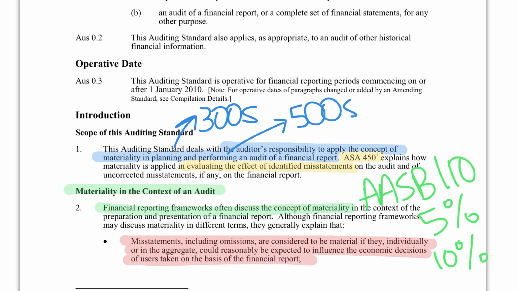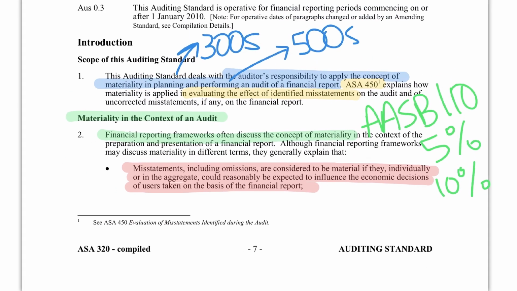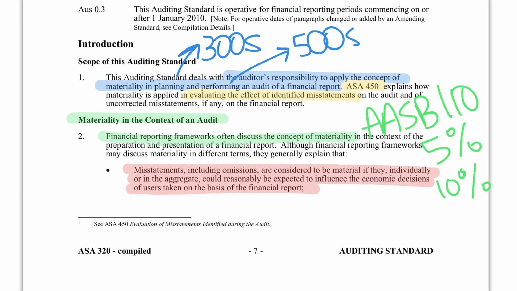Now let's break that down a little bit because that's a bit wordy. So they're misstatements including omissions. Omissions are information that is missing or information that is incorrect. So I'm going to add a little note here: that's incorrect or missing information. Now, it's considered material if they individually or in aggregate, so that could be one misstatement or multiple together, could be reasonably expected to influence what they call the economic decisions.